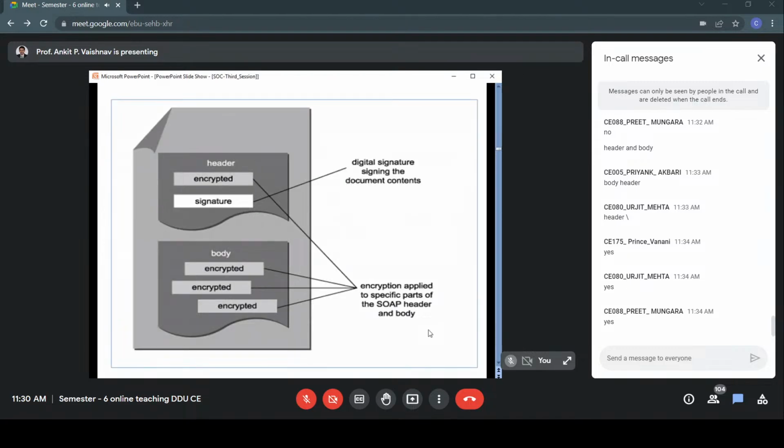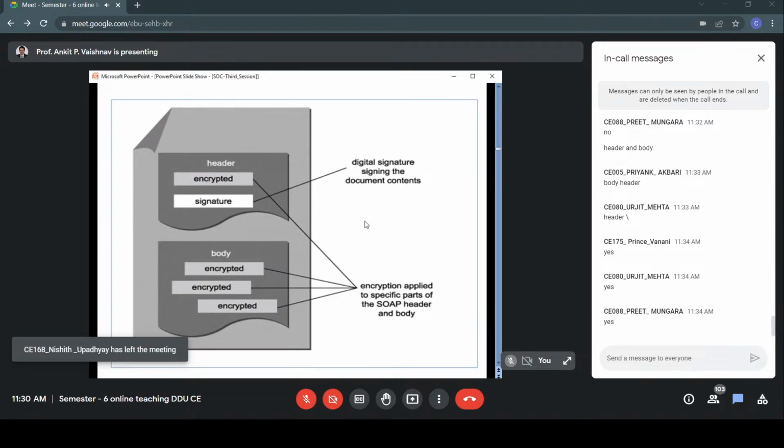So this is the example of this, right? What can be encrypted? As I said, either you can encrypt the entire header block, or individual header blocks can also be encrypted. As well as, if you want some information in the body to be encrypted, that is also possible. And as an extra measure, you can embed a digital signature.